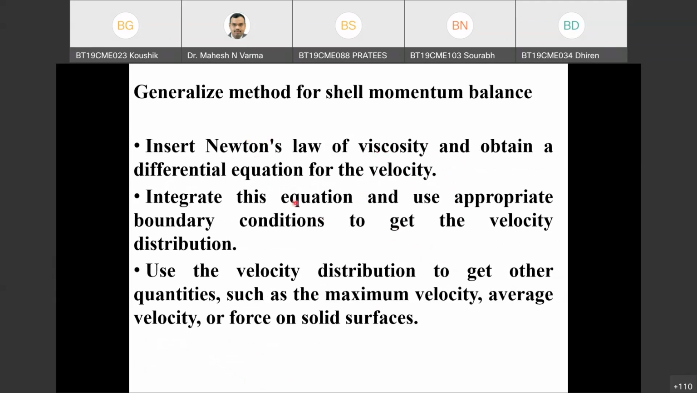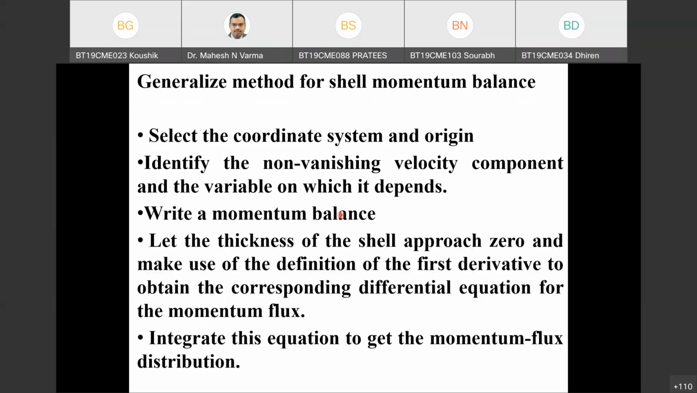Then boundary conditions also. There are different boundary conditions in momentum transfer, in heat transfer, and in mass transfer. This is just a generalized case. We'll come back to it once we solve our first problem in this shell balance approach. One by one, we'll discuss how we have used each step, and at the end of solving the first problem we'll come back to the generalized method and understand in detail how we have made use of it.